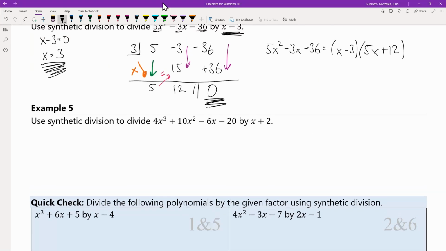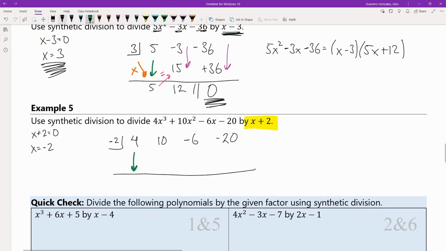So I want to divide it by x plus 2. x plus 2 is equal to 0, so x is equal to minus 2. That's the number that's going to go in my box. So minus 2 goes in the box. Coefficients: 4, 10, minus 6, minus 20, and then my line, bam. So automatically, my 4 drops.